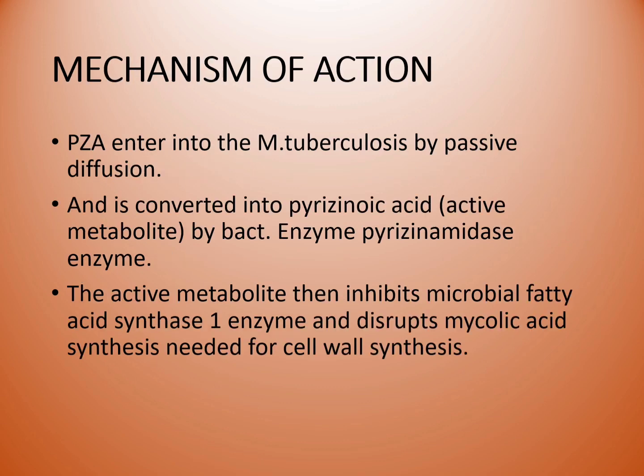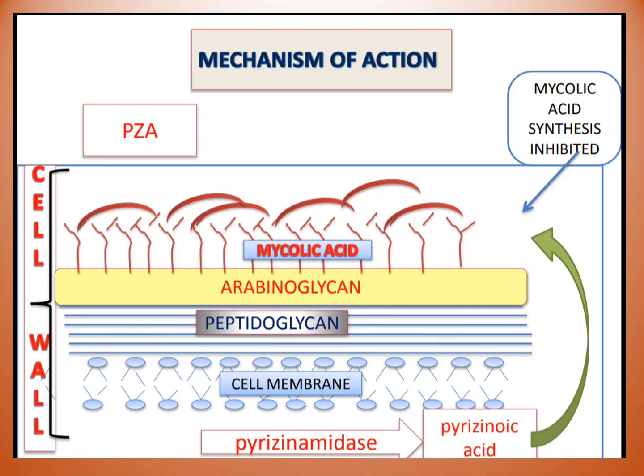Mechanism of action. Pyrazinamide enters Mycobacterium tuberculosis by passive diffusion and is converted into pyrazinoic acid by the bacterial enzyme pyrazinamidase. The active metabolite then inhibits microbial fatty acid synthase 1 enzyme and disturbs mycolic acid synthesis needed for cell wall synthesis. This is the mechanism of action. This is the structure of the cell wall polysaccharide. Pyrazinamide inhibits the pyrazinamidase, this enzyme.